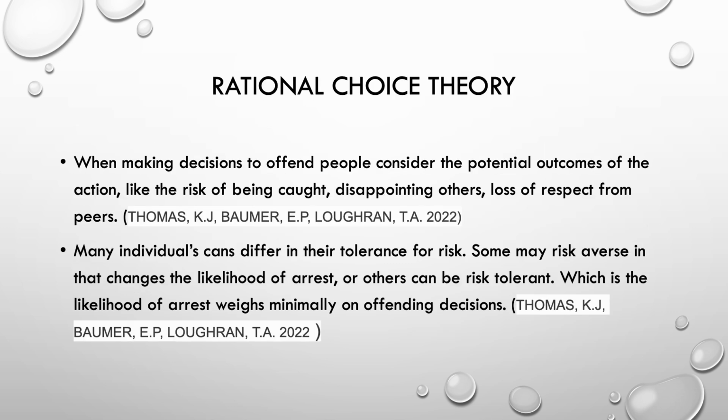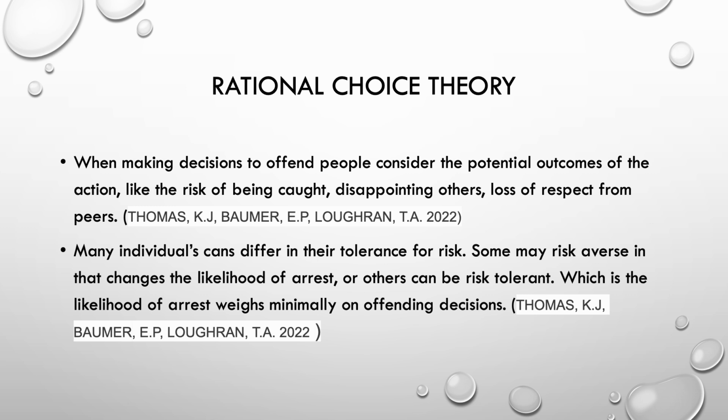Rational choice theory. When making decisions to offend, people consider the potential outcomes of action, like the risk of being caught, disappointing others, loss of respect from their peers. There are many other things that can go into a person making a decision to commit a crime. Typically, they are looking for a positive outcome for themselves, whether that be personal gain, financial gain, emotional gain, whatever that may be.